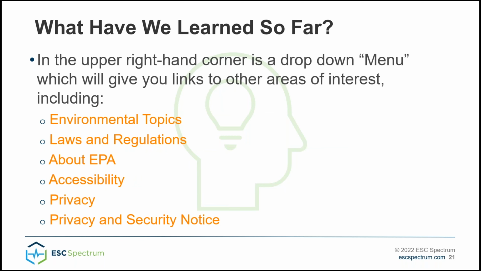We've also learned that in the upper right-hand corner is a drop-down menu, which gives you links to other areas of interest. And these are the 6 areas that are listed. Some of them go nowhere because I think they're just not ready yet. But the first 2, I know, do link you to other websites under the EPA.